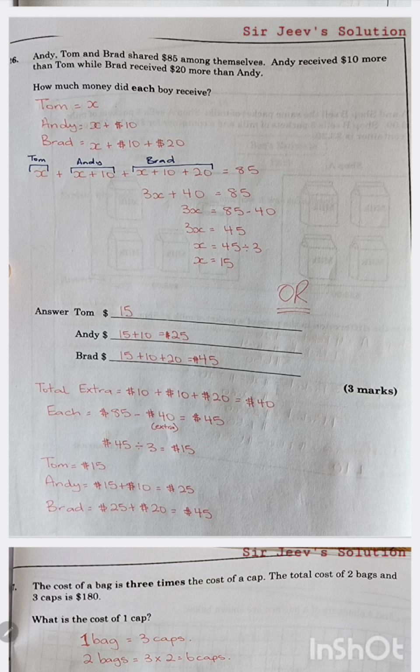So when we carry across the 40 to the other side, we get minus 40. So 3x is equal to 85 take away 40, so 3x is equal to $45. To find out what x is, we say x is equal to the $45 divided by 3, which is equal to $15. So wherever we see x, we know x is equal to $15.